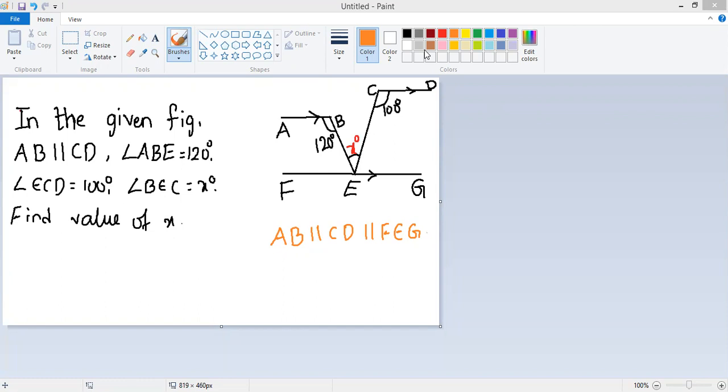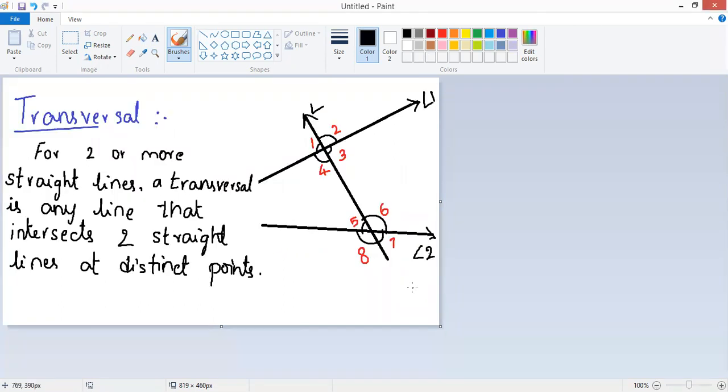Before I explain this, I am going to explain some important topics related to this question. What is a transversal? What are the angles formed by that? For two or more straight lines, a transversal is any line that intersects the two straight lines at distinct points. In this picture, the lines L1 and L2 are two straight lines, and a line L is intersecting these two straight lines at two distinct points. L is called a transversal.